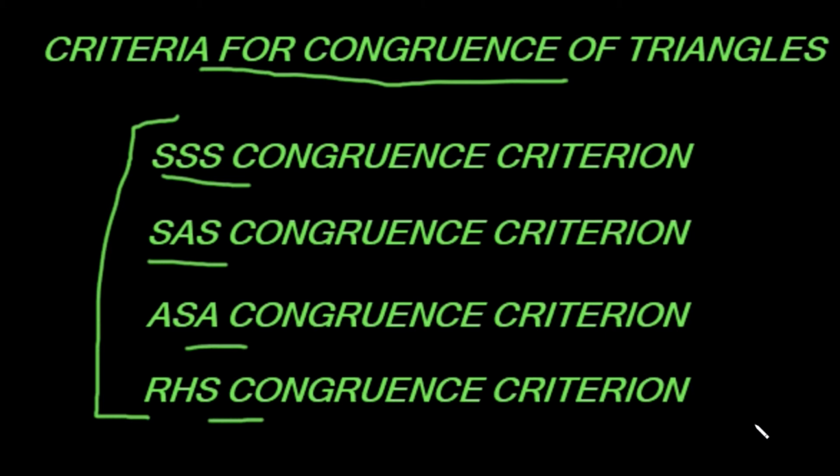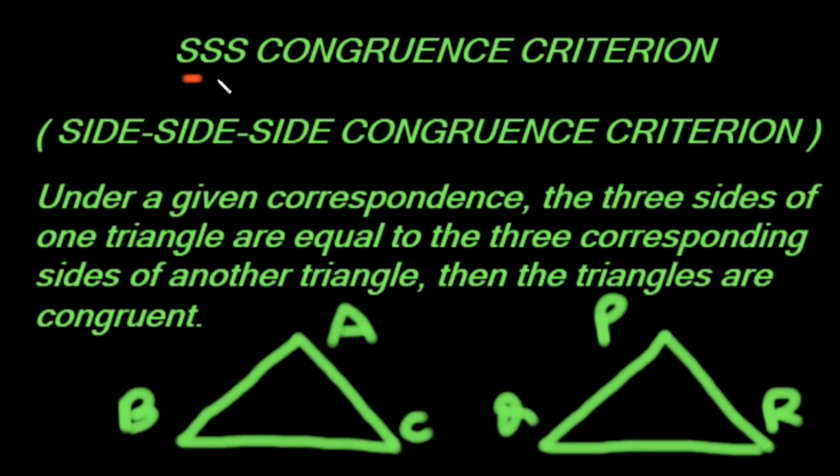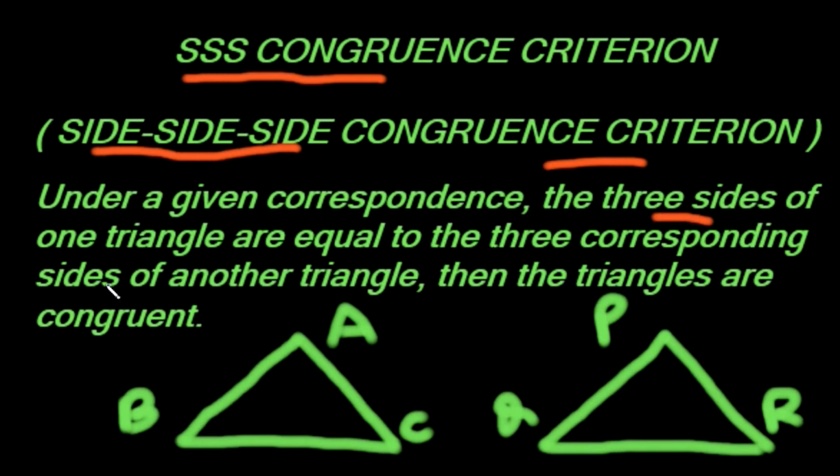Let's see the congruence criterion and its types step by step. SSS congruence criterion. SSS stands for side-side-side congruence criterion. So this is the definition. Under a given correspondence, the three sides of one triangle are equal to the three corresponding sides of another triangle. Then the triangles are said to be congruent.